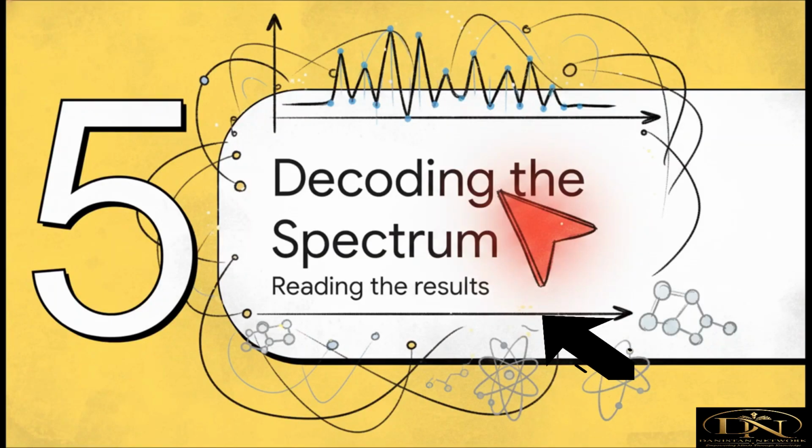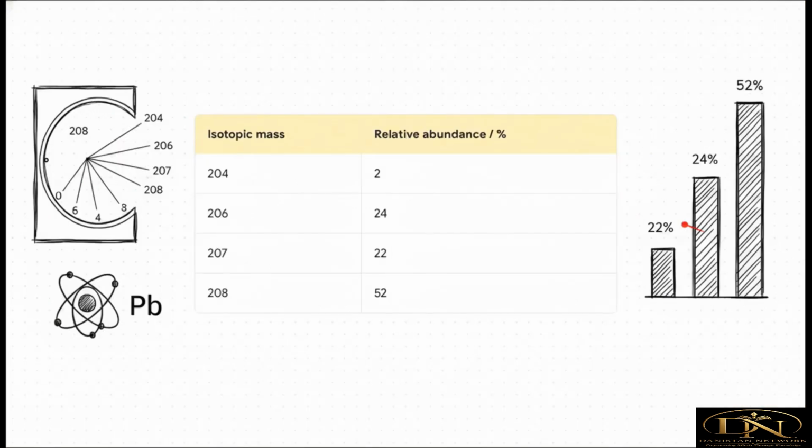So, the machine gives us this beautiful chart called a mass spectrum that's just loaded with information. So let's move on and figure out how to read it. It's time for decoding the spectrum. And this is exactly what you get. This is the data for a sample of lead. It tells us there are 4 main isotopes, with masses of 204, 206, 207, and 208. And, most importantly, it tells us how much of each there is.